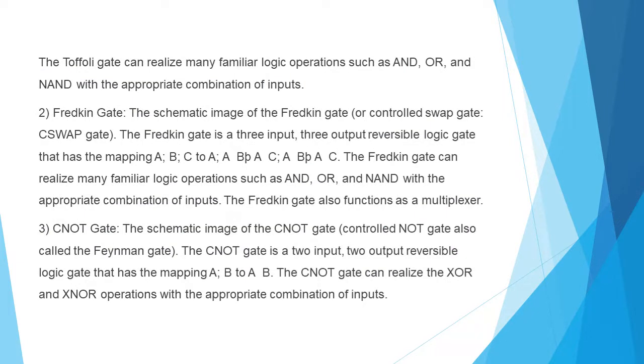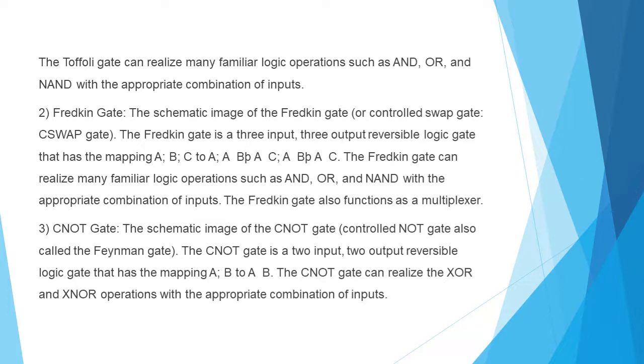The Toffoli gate can realize many familiar logic operations such as AND, OR, and NAND with the appropriate combination of inputs. Second, let us know the Fredkin gate. The schematic image of the Fredkin gate, or controlled swap gate, CSWAP gate. The Fredkin gate is a 3-input, 3-output reversible logic gate that has the mapping A, B, C to A, B, and a controlled swap of the other two. The Fredkin gate can realize many familiar logic operations such as AND, OR, and NAND with the appropriate combination of inputs. The Fredkin gate also functions as a multiplexer.